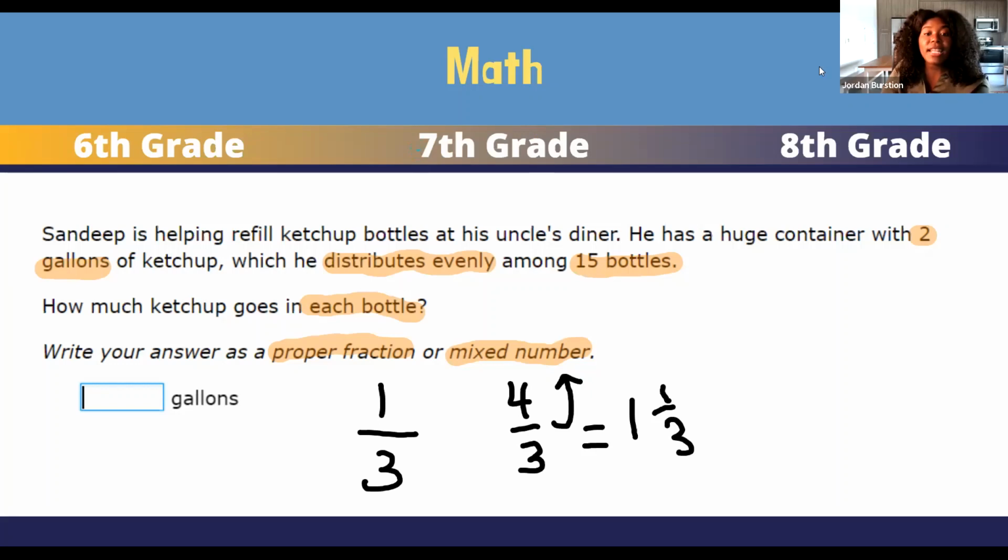Fifteen out of 2, that's what you got. Okay, thank you, Aiden. Very, very close to what I would put.